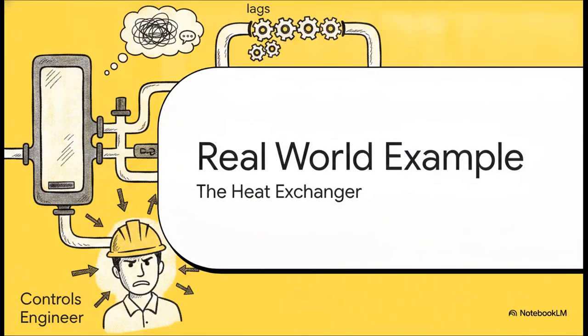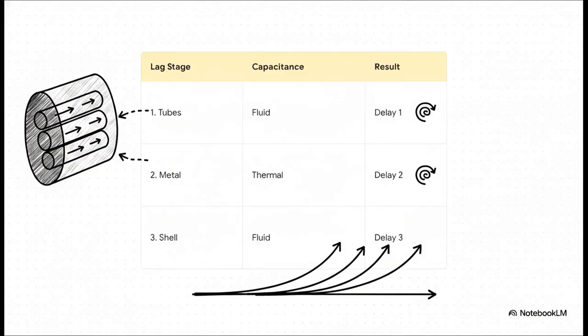Let's look at a concrete, real-world example: the heat exchanger. Let's pull this out of the abstract for a second and look at an actual industrial application where these multiple lags stack up just like that group chat we talked about. A classic shell-and-tube heat exchanger almost always acts as a second or third-order process. Just think about the physical stages the energy has to travel through. First off, you've got fluid capacitance inside the tubes. The heat has to transfer through that fluid. Then you've got thermal capacitance in the metal of the tubes themselves. The metal literally has to heat up. And finally, you have the fluid capacitance on the shell side. You're stacking 3 completely separate lags right on top of each other.